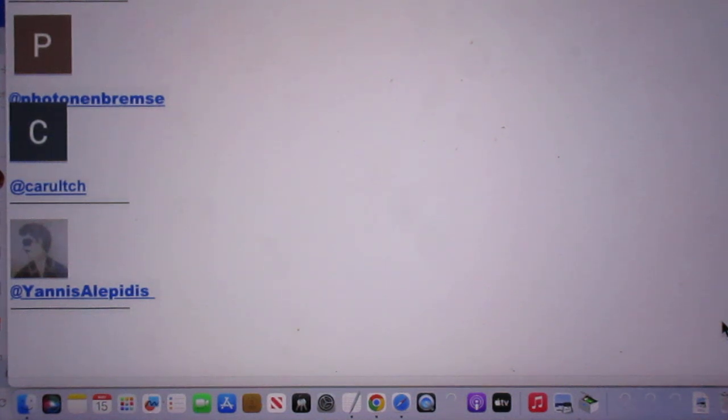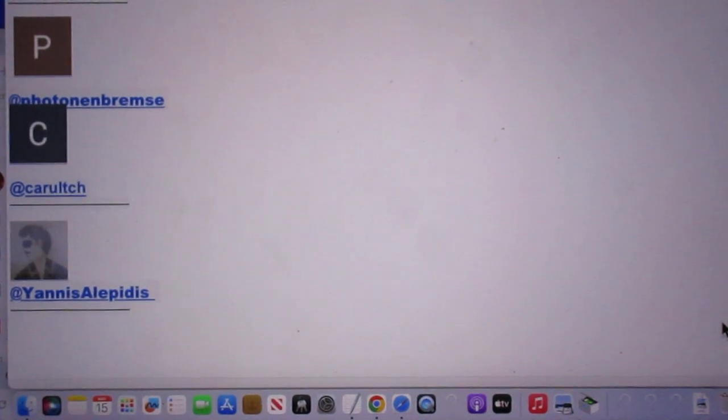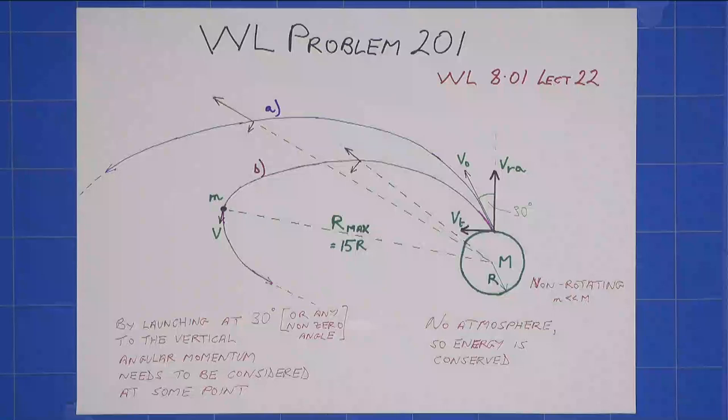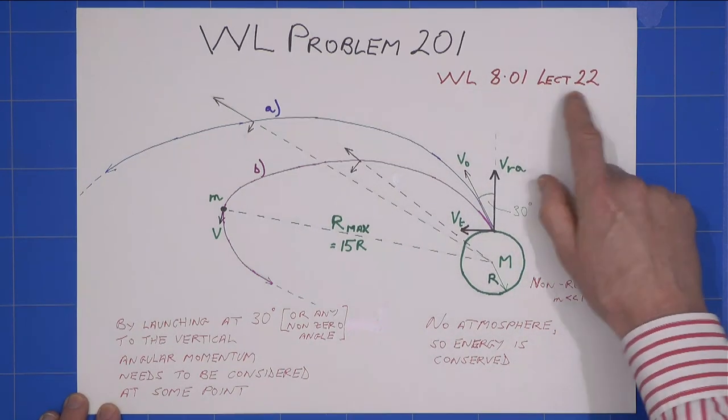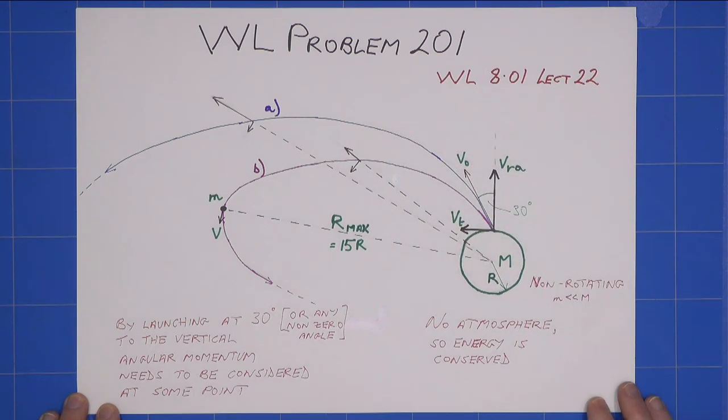Okay, if you're ready, here comes Keith Norman's solution. This is Keith's solution to Walter Lewin's problem 201, and everything we need to know about 201 we could find in his lecture 22 of 801.